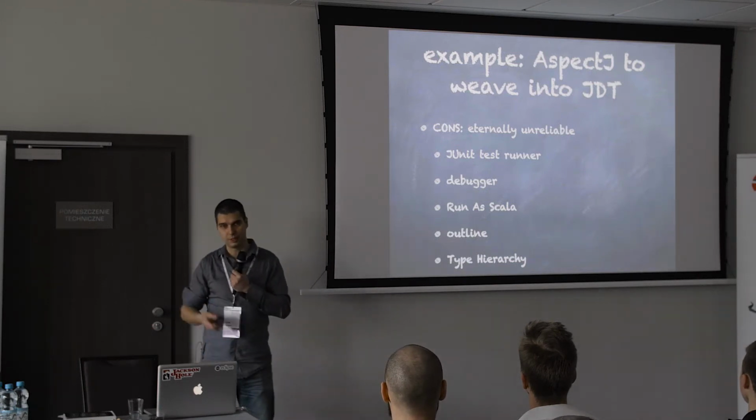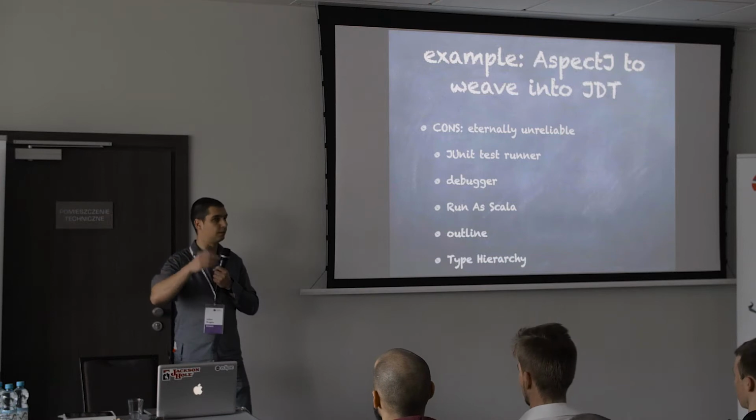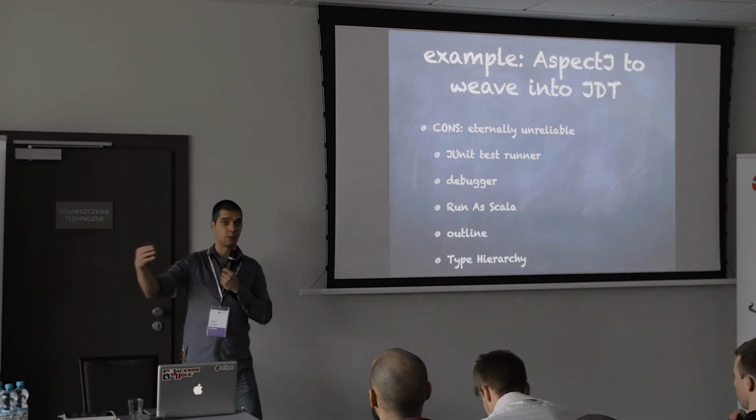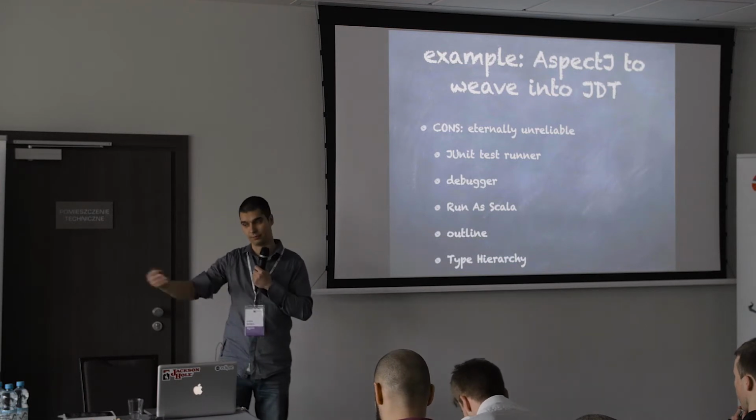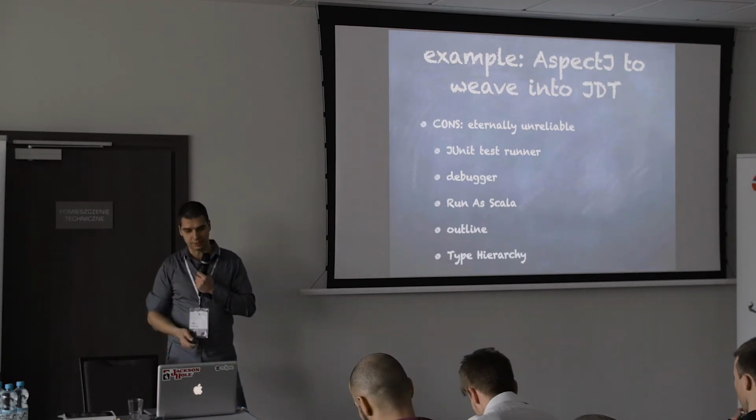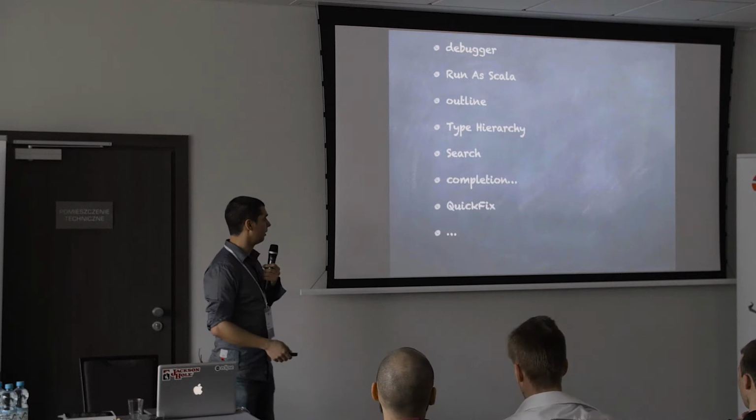The outline view showed a lot of internal mangled names because we had to expose them to the Java tools, just so that Java code can call those names. Type hierarchy, and so on. The list goes on. This is not even a full list.